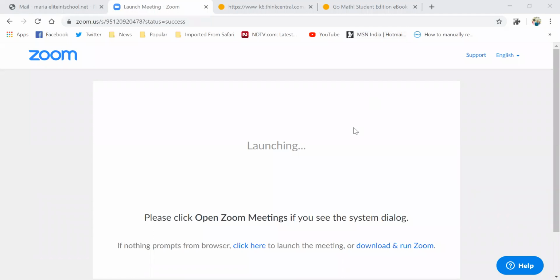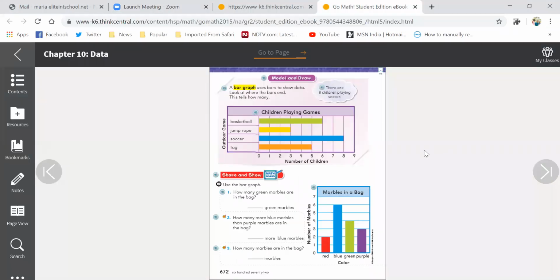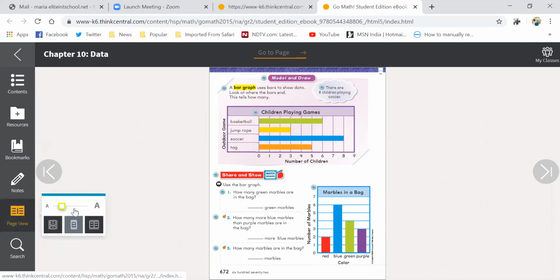I'm very excited to talk about our next lesson in math, which is reading bar graphs. Our learning objective for today is to interpret data in bar graphs and use that as information to solve problems. Have a look at this page.